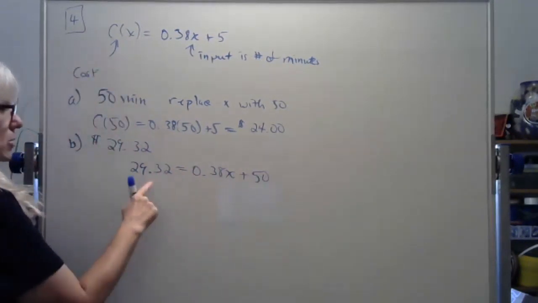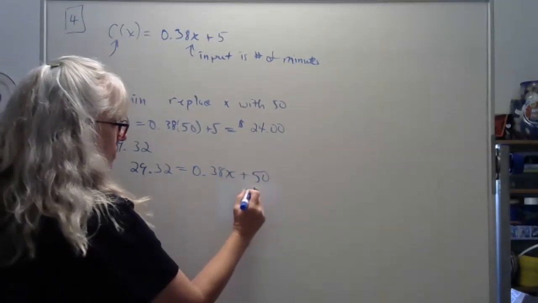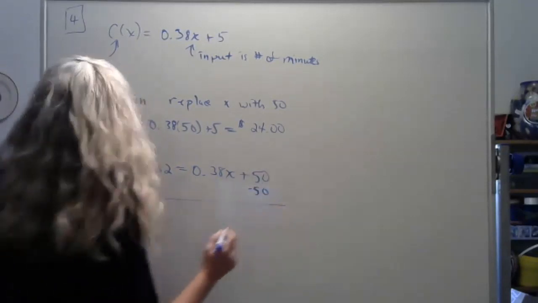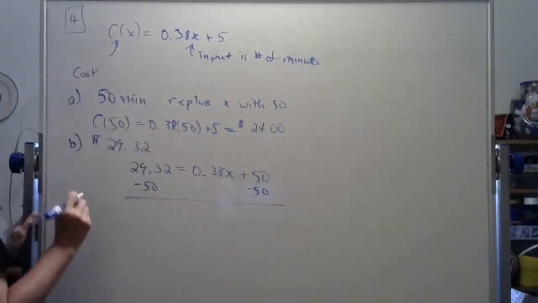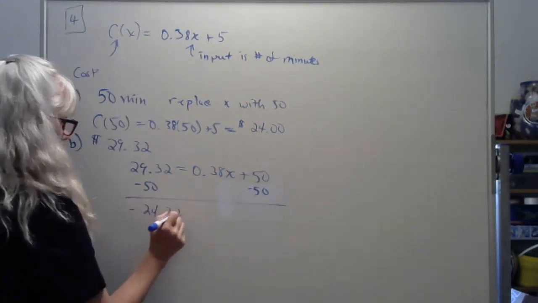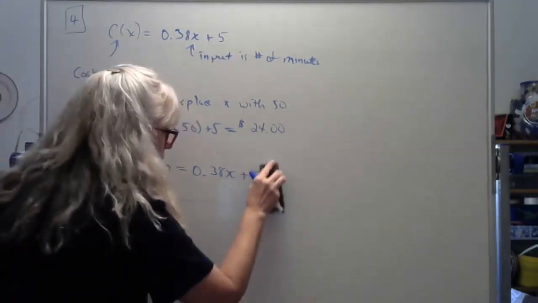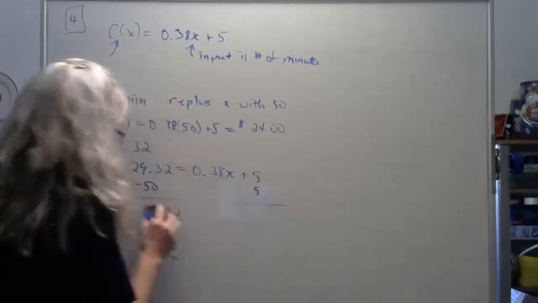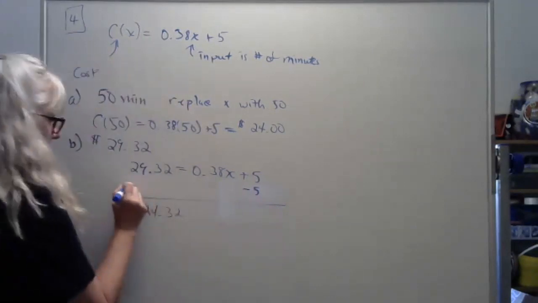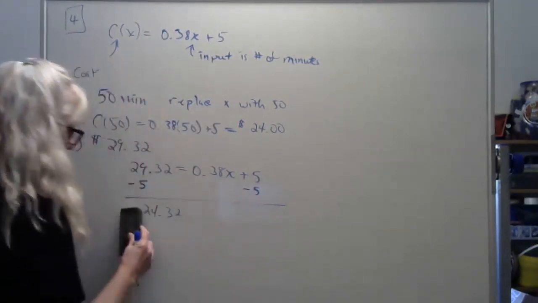So 29.32 equals the 0.38x plus the 5. So we'll go ahead and move the 5 because now we're going to solve for x. Negative 5 gives 24.32. Wait, where did I get a 50? That's a 5. The negative made no sense, and I didn't catch that until just now. We're subtracting 5, not 50. Don't make up your own problems. That gives me 24.32 is equal to the 0.38x.